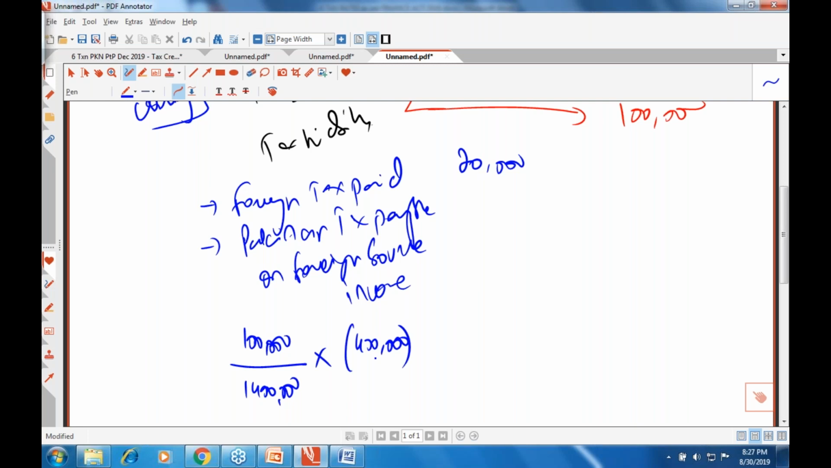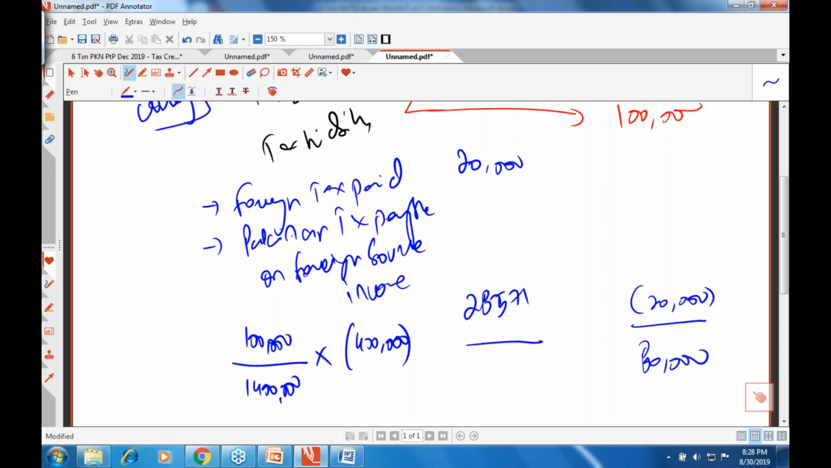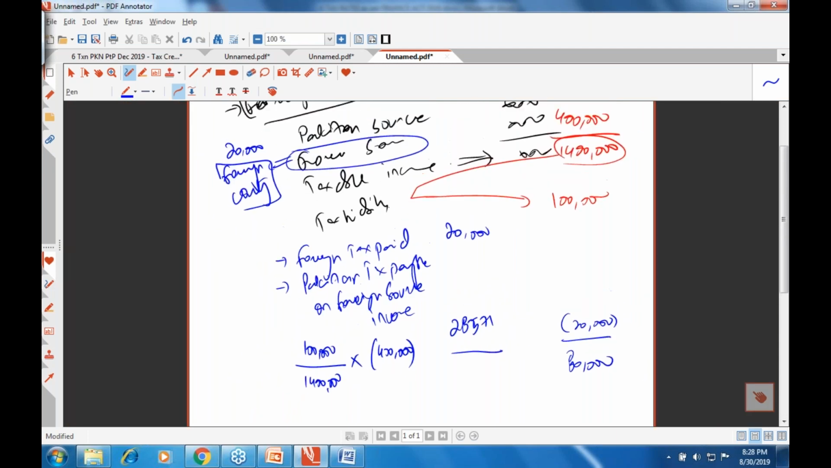So resultingly, what do you get? What you get is basically 100,000 divided by 1.4 million, multiplied by 400,000. So it becomes 28,571. The foreign tax credit that is actually available is the lower of these two amounts. So resultingly, your tax liability stays at 80,000.